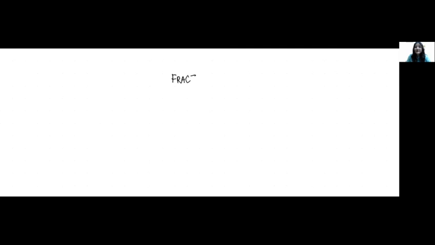Now what does fraction mean? The word fraction means a part of a whole. Now don't confuse this whole with HOLE. It is WHOLE. We will take examples to understand what this whole actually means.